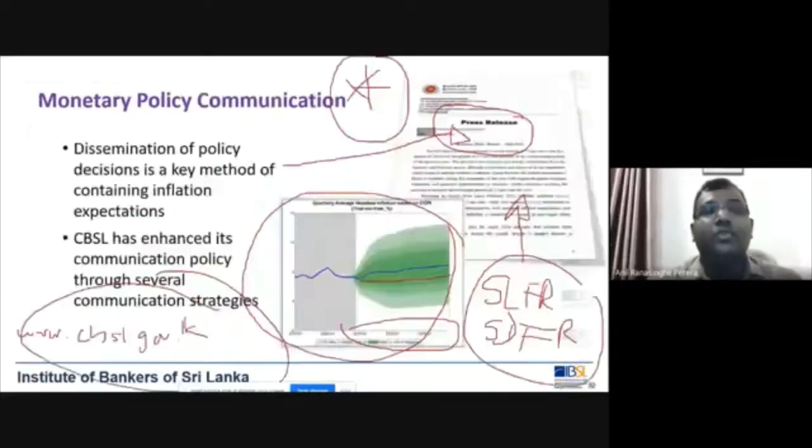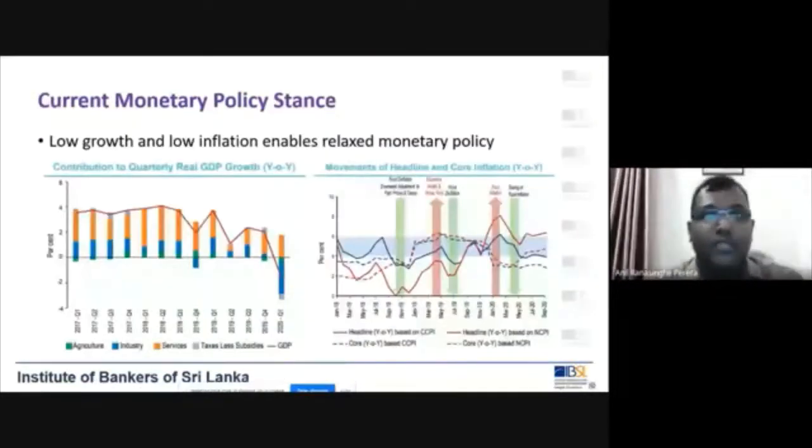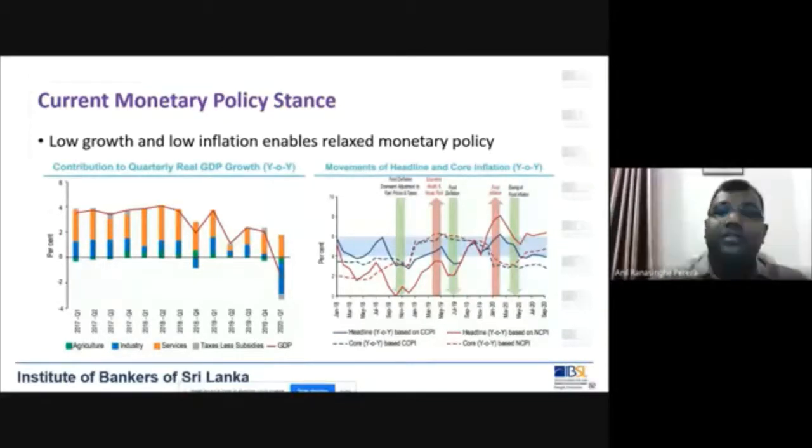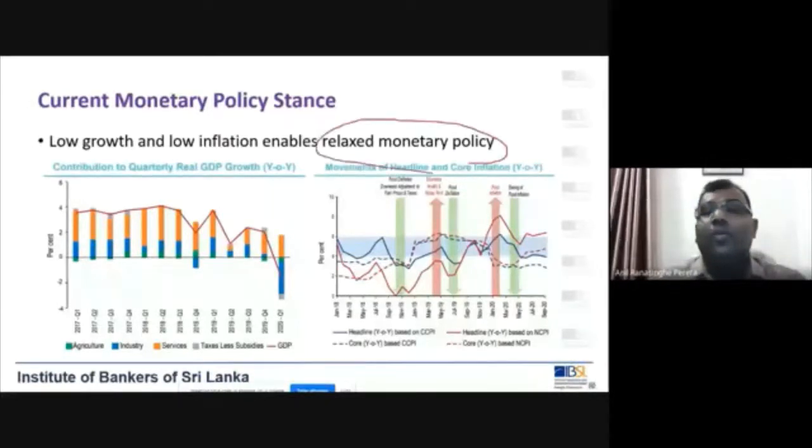You told me the central bank is having a relaxed monetary policy. Someone mentioned in the chat that the central bank has a relaxed monetary policy stance right now. That's correct. The central bank has a relaxed monetary policy stance. Why has it relaxed the monetary policy? Two reasons. First thing, economic growth is low.